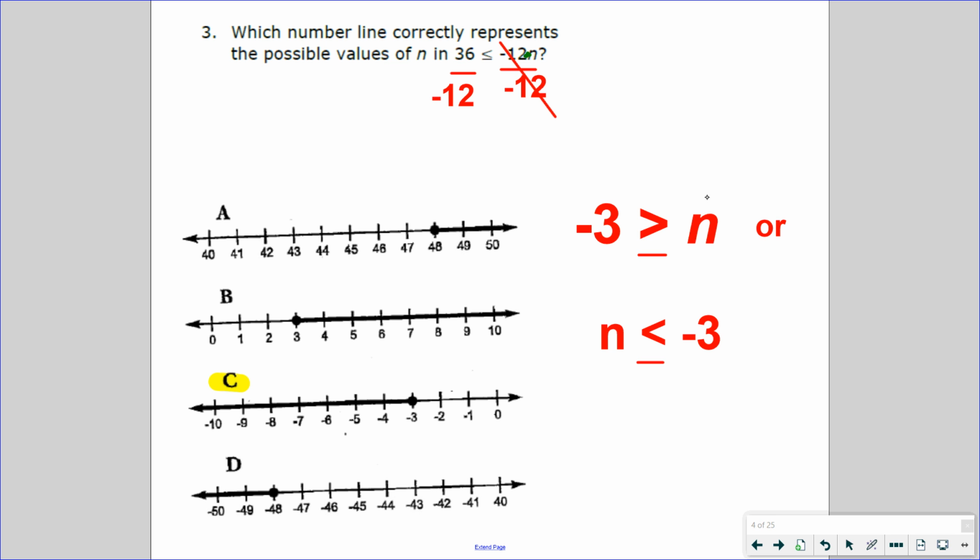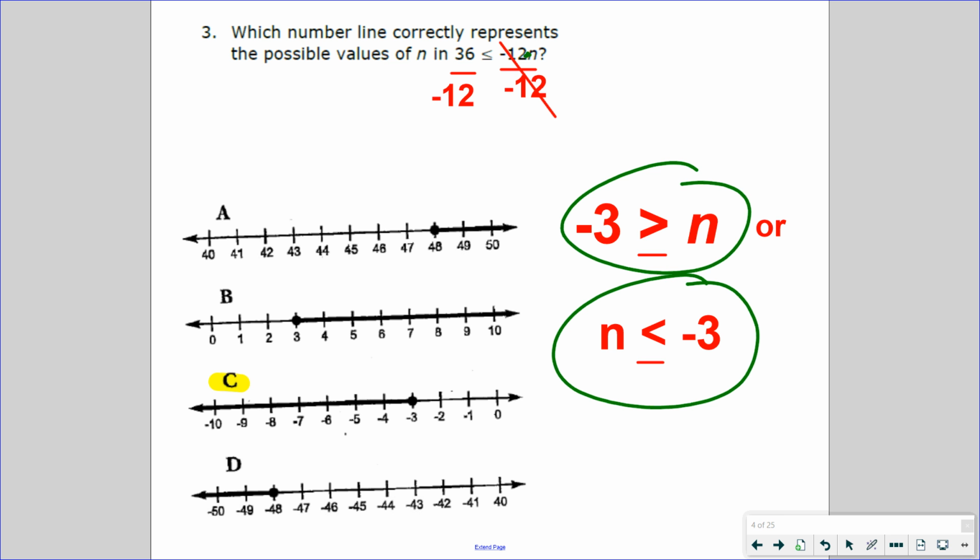So it could be either answer. It could be this one or this one. But if you look at the choices, the only one that shows negative 3 with a closed dot is letter C. And we rewrote it with the variable going on the left side. N is less than or equal to. So this is why we're shading to the left side.